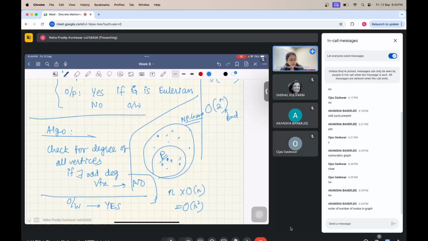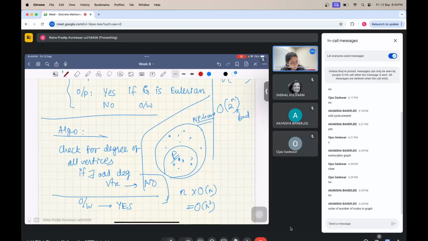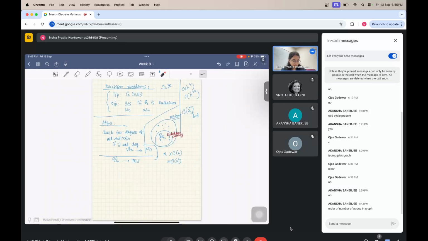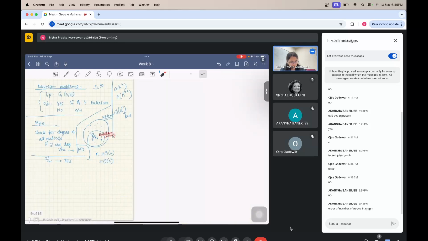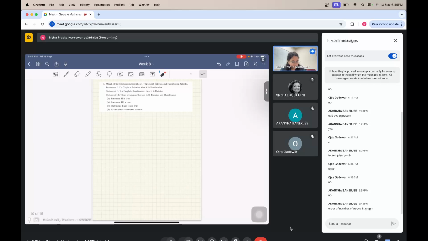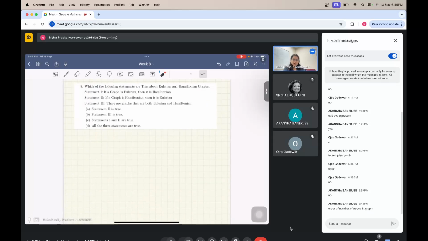So right now we know that this Eulerian checking has a polynomial time solution, but very soon I'll tell you about some problems which look very similar to this, but you don't know an algorithm which is easy. I'll mention it at the end of this problem.